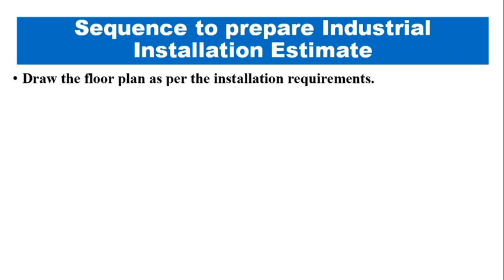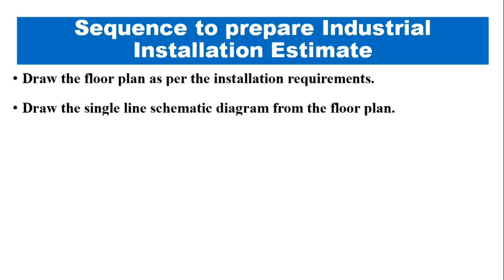Then second step is that we have to draw the single line schematic diagram for that floor plan. Drawing the single line schematic diagram means we have to draw the connections of that main board to control board to motor. So this is the single line diagram we have to draw.